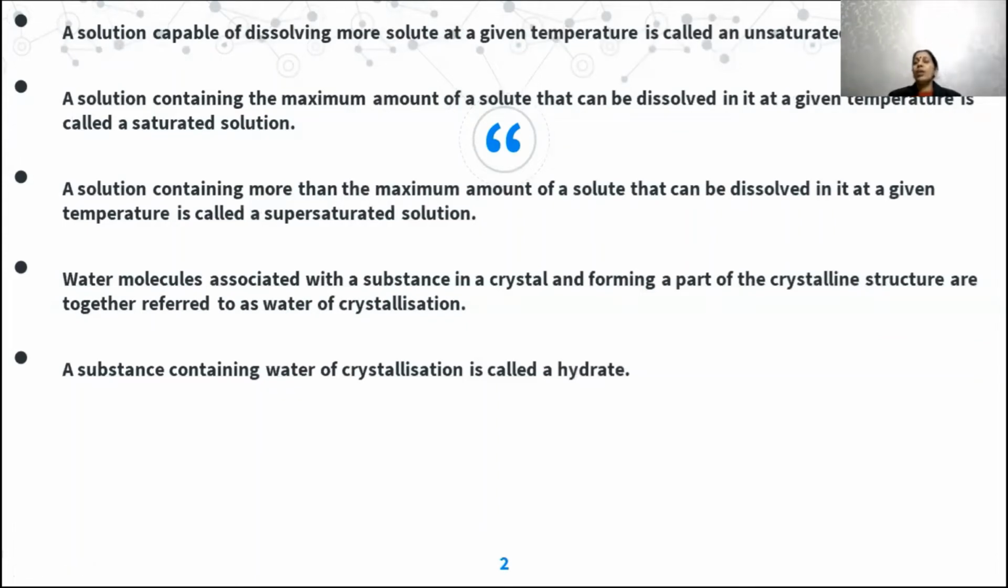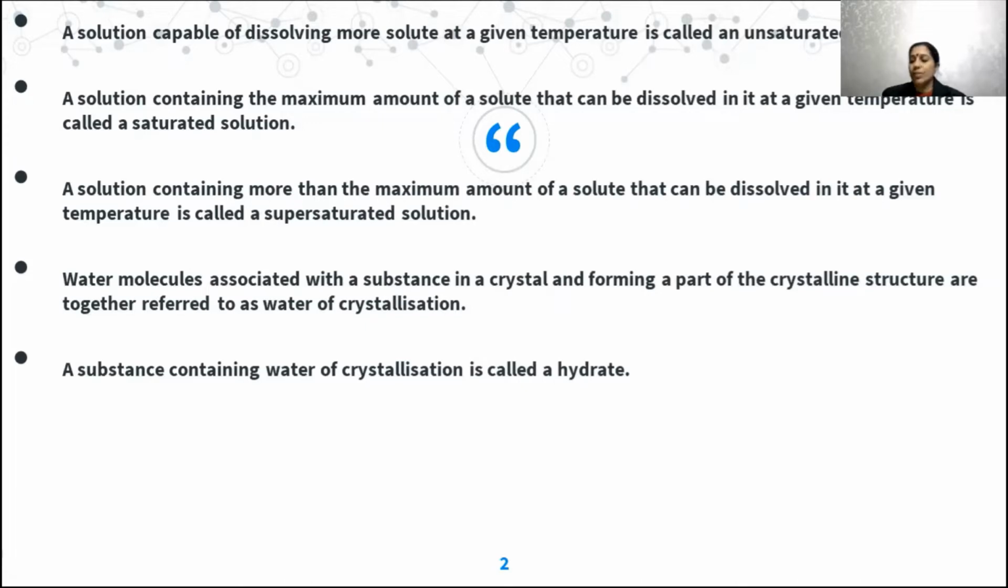A solution that is capable of dissolving more solute at a given temperature is what we call an unsaturated solution. I repeat, a solution capable of dissolving more solute at a given temperature is called an unsaturated solution. A solution containing the maximum amount of solute that can be dissolved at a given temperature is called a saturated solution. So the difference between a saturated and an unsaturated solution: an unsaturated solution is capable of dissolving more solute at a given temperature.